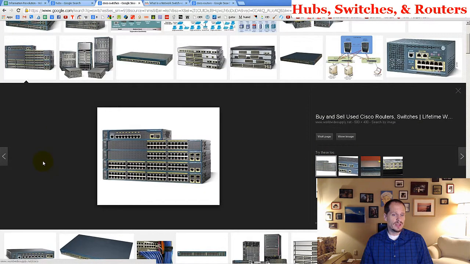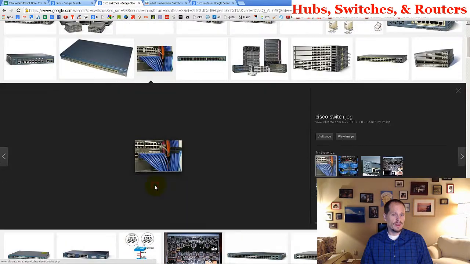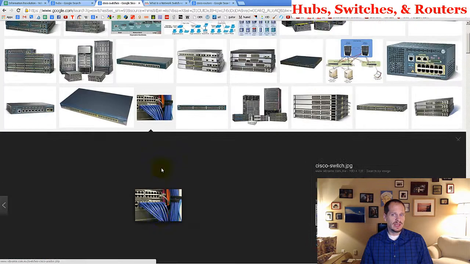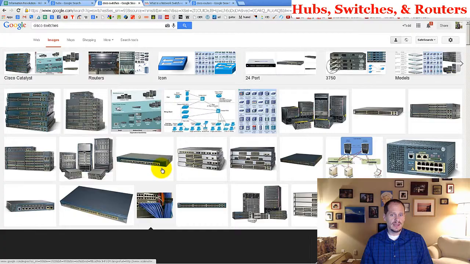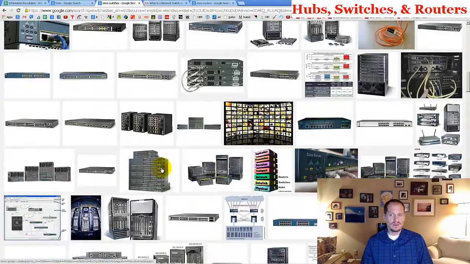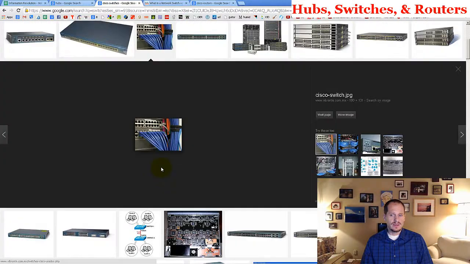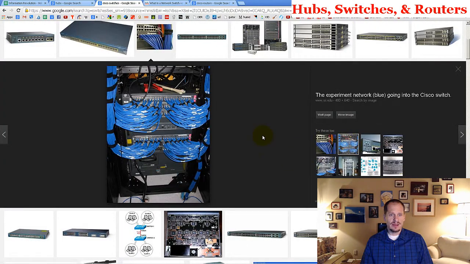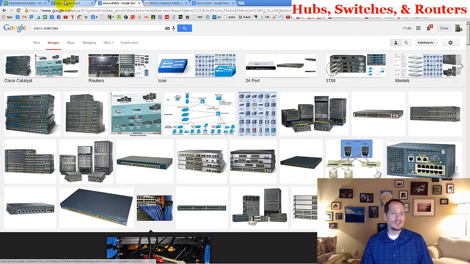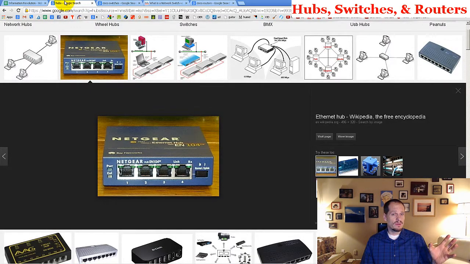So there would be a switch right there. And here's a switch with a whole bunch of Ethernet cables going into it. That's kind of cool to look at. I'm just looking to see if there are more switches with a lot going into it. All right, we'll stick with that. Here's one. How about that image? Very cool. Tons of Ethernet going into those switches, connecting a lot of different computers together. So those are switches. And hubs are very rudimentary.